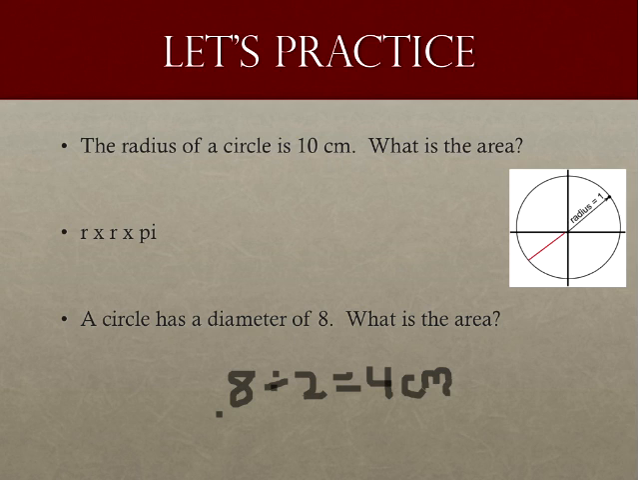Now let's figure out what the area of this circle is. What is the area of this circle? So we go radius, 4, times radius 4, times pi, which is 3.14. I'm going to take your word for it, guys, because I haven't figured this one out yet, that that's going to equal 50.24 centimeters squared.